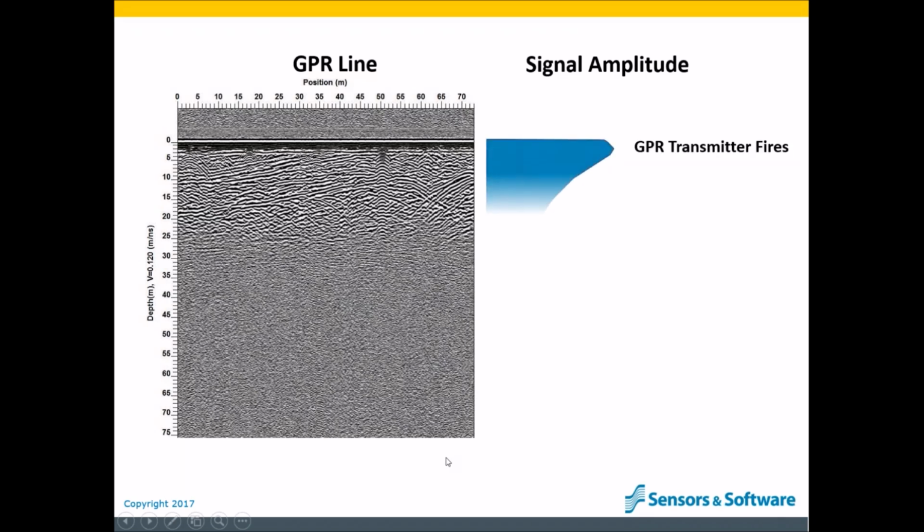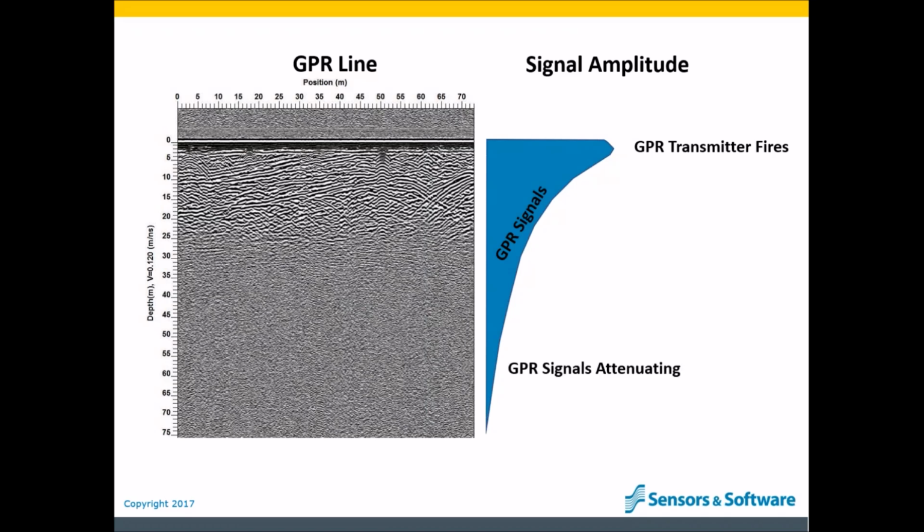Now, I would like to look at this data again, but this time showing the amplitudes of the GPR signals. When the GPR transmitter fires, we get a peak of energy. This is the direct air and ground waves arriving at the receiver. After the peak, the reflected energy with lower amplitudes is recorded by the receiver. The GPR signals are gradually attenuated until they reach zero amplitude at some depth.